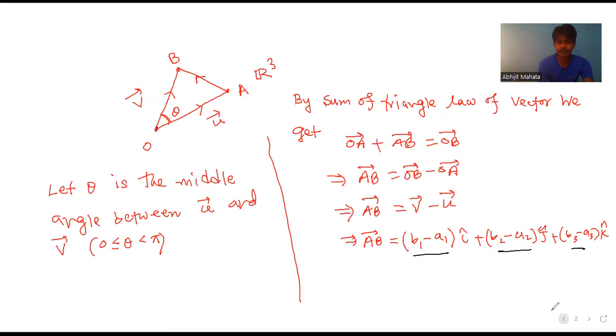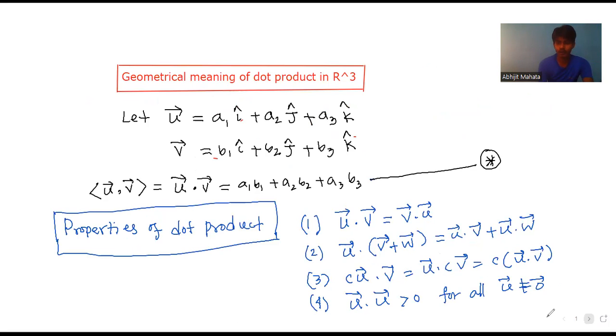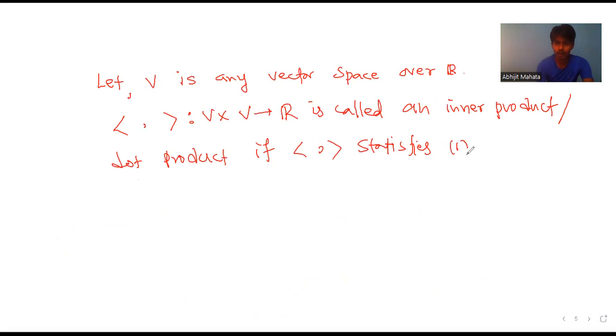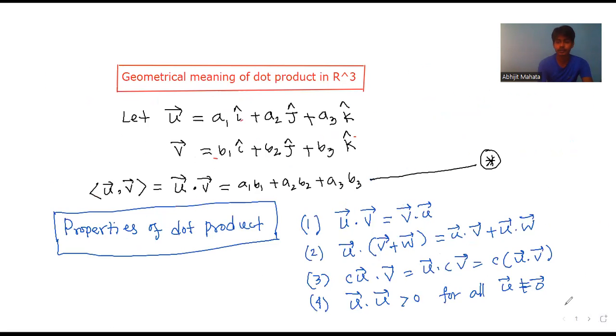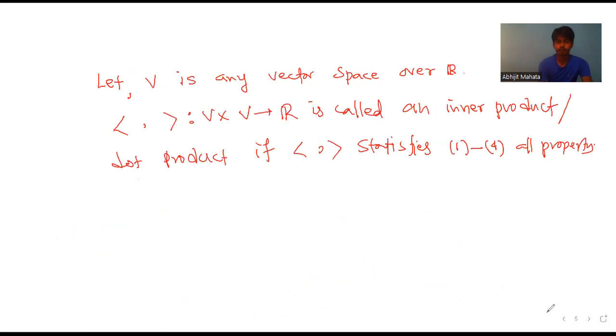these properties. Let me write here: if it satisfies all properties 1 to 4. I have written 1 to 4, meaning these equations. Now in place of the dot, you just denote this notation, so then you will get this. Then we call it a vector space with an inner product, an inner product space. So if you have a vector space with an inner product, then we call it an inner product space.